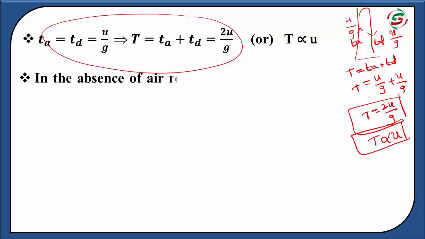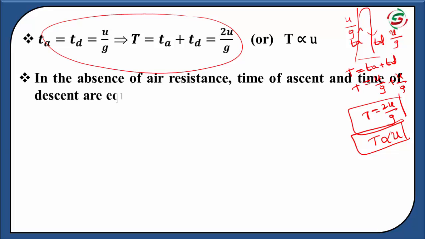Okay, and in the absence of air resistance, the time of ascent and time of descent are equal. In the absence of air resistance means in case of a vacuum tube, a region without air. A ball takes the same time to go up as it takes to come back. That's why in the absence of air resistance, the time of ascent and time of descent are equal.